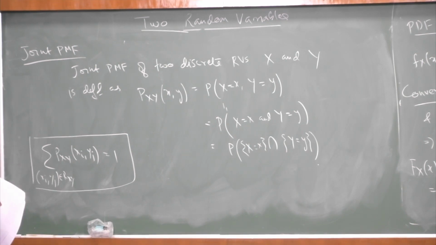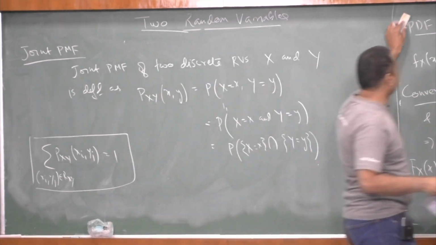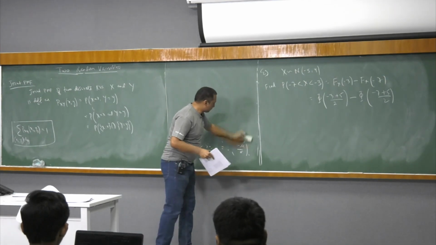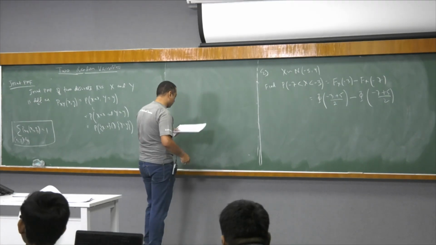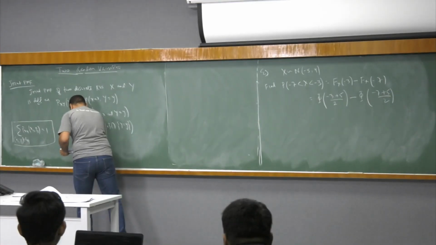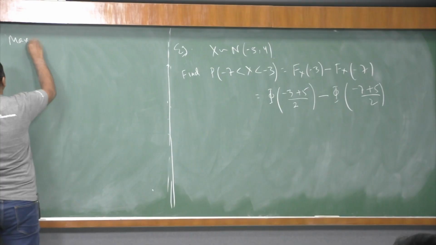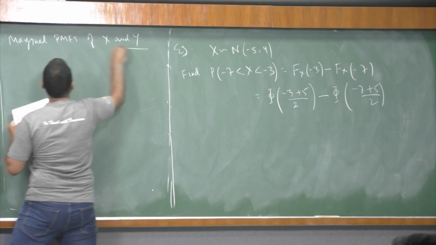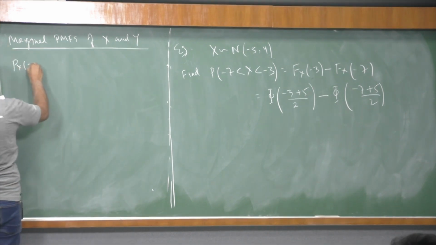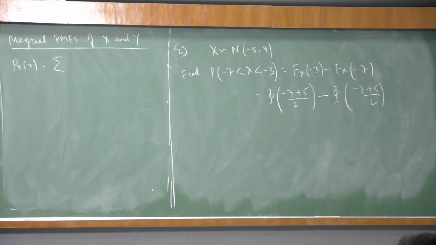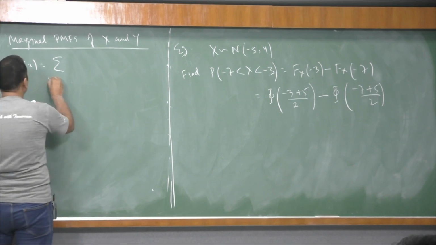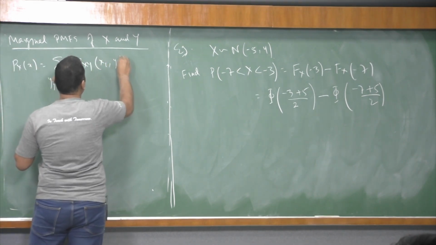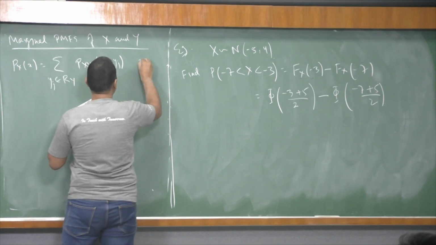Okay, so since we have a joint, we can talk about marginals also. From the joint we can obtain the marginal by summing over one of them. If I want it over x, then I sum over y. If I want y, then I sum over x. So we can define a marginal PMF. The marginal PMF of X is the sum over y_j in R_Y of p_XY(x_i, y_j), for any x in R_X.